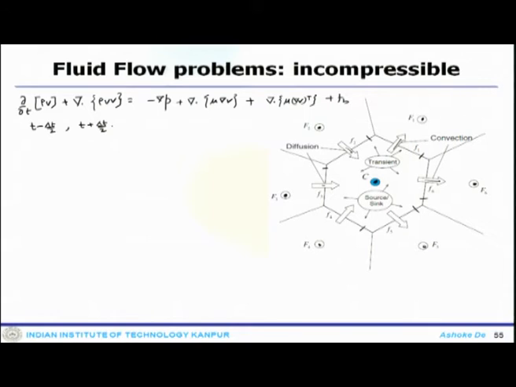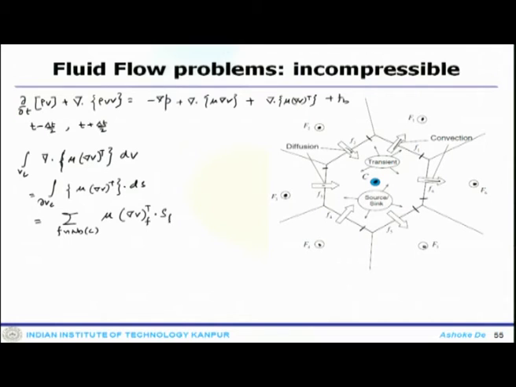First, look at this term, which is essentially del dot mu del V transpose dV. If you convert that to a surface integral, it is mu del V transpose dot dS, which will be the surface integral over the neighbor cell faces of mu del V transpose dot Sf.